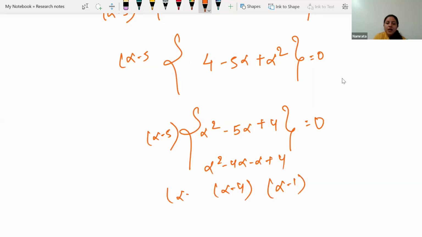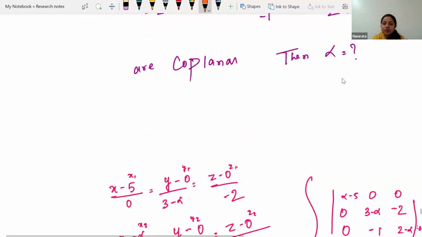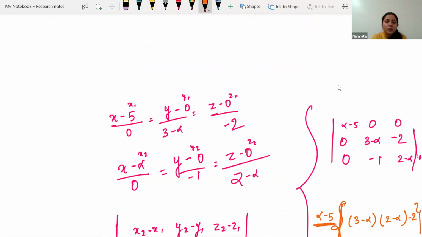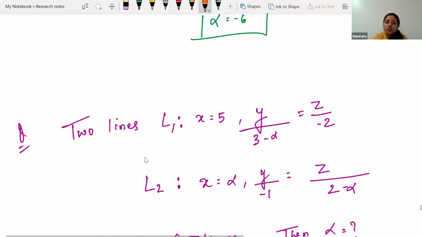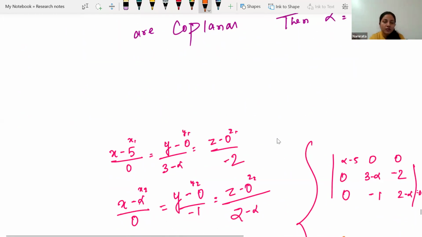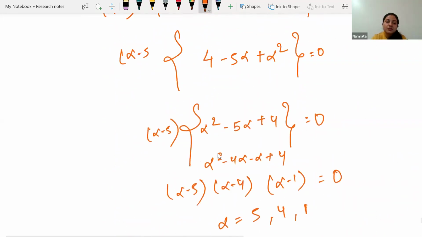Alpha minus 5 is already there. So 5, 4, 1, we needed to find the value of alpha over here. So according to the option, we will be selecting 5, 4, 1 over here. These are the possible values of alpha. What we have done here, just the coplanarity condition we have used, but the equation of line, we have arranged at first to keep it clear that what will be x1, what will be y1, what will be z1, and then a1 b1 c1 a2 b2 c2. So we have just done the arrangement over here, and then everything is same like the previous day's concept.